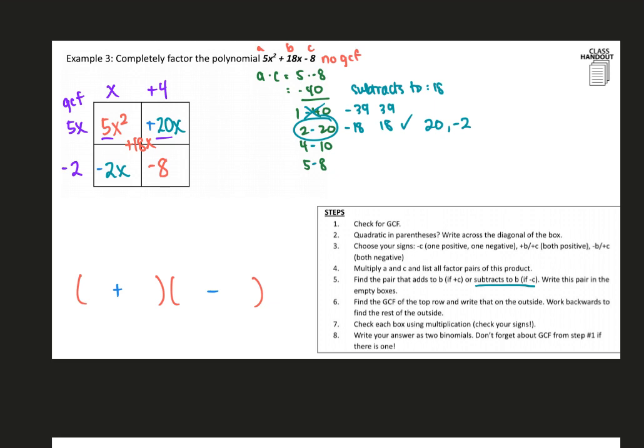And now let's just check all of our boxes. X times 5x is 5x squared. 4 times 5x is 20x. X times negative 2 is negative 2x. 4 times negative 2 is negative 8. Check that your two x terms, 20 and negative 2, make 18. That's good. So now we have our answer. It's going to be x plus 4 and 5x minus 2.